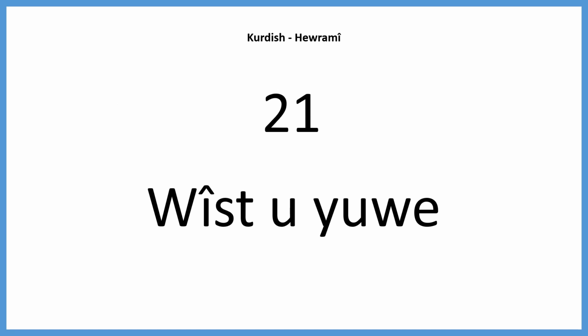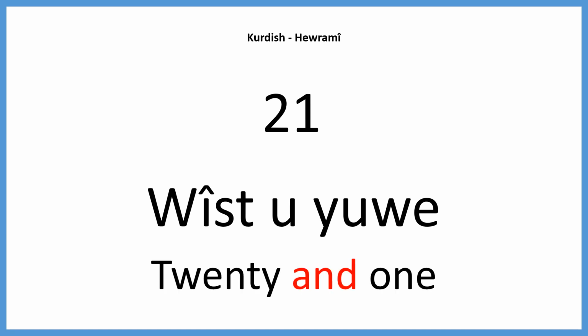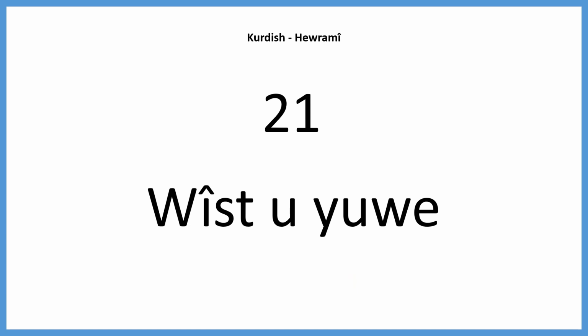The number 21 in Kurdish can be translated to English exactly as 20 and 1. The letter U, on its own, translates to and in English, and every number between 20 and 100, except for multiples of 10, follow this simple rule. This means that you would only need to memorize the numbers 20, 30, 40, 50, and so on. So 21 would be Wistu Yuwa.